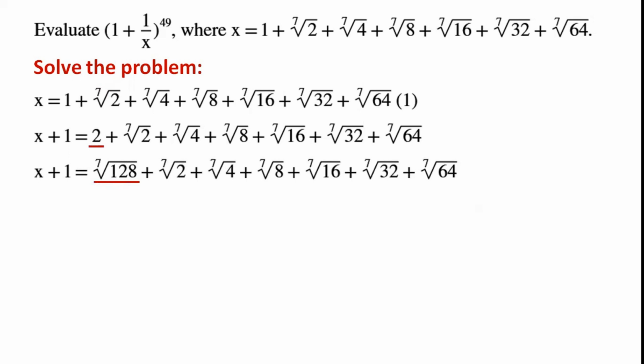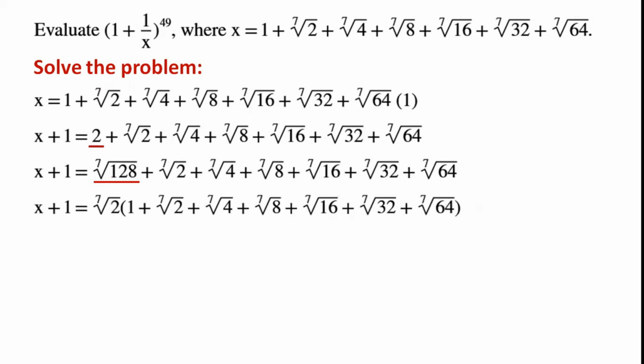2 can be written as the 7th root of 128. Each term on the right-hand side of the equation has a factor, the 7th root of 2.